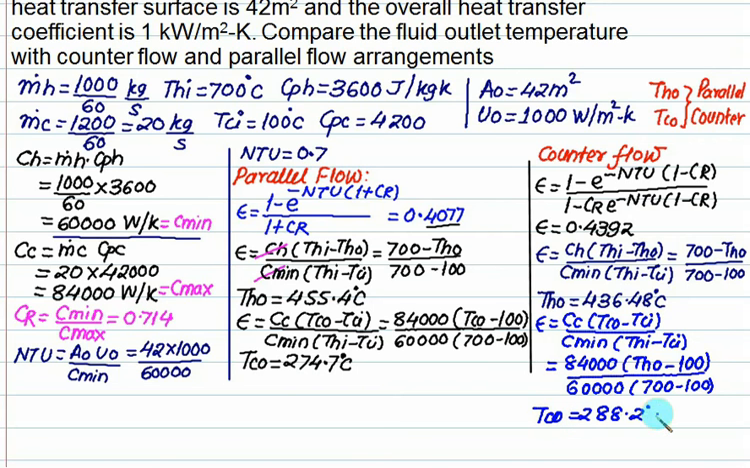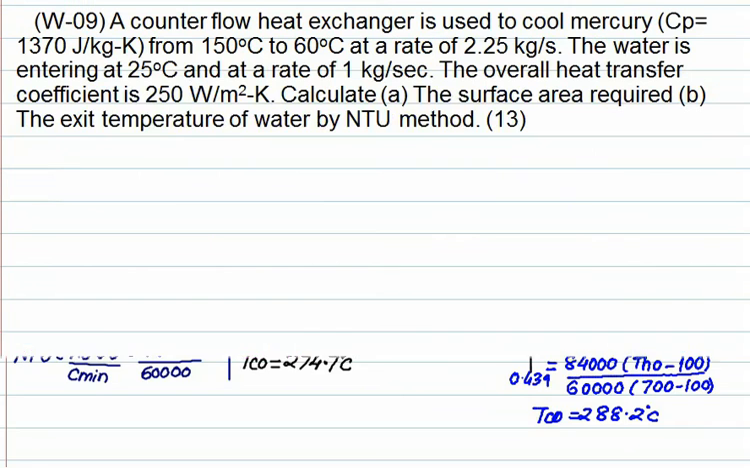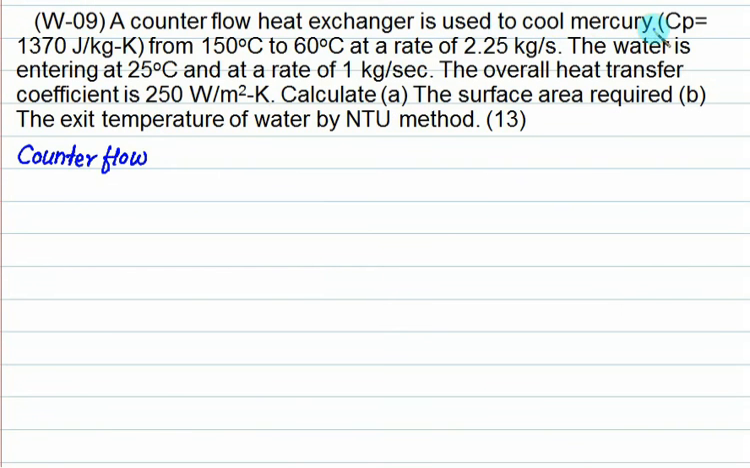Effectiveness is 0.4392. So mercury with Cp equal to 1370 goes from 150 to 60. 150 to 60 is the temperature of the mercury, more than the water. So what we do is, this is what? Hot fluid. So mercury is a hot fluid.